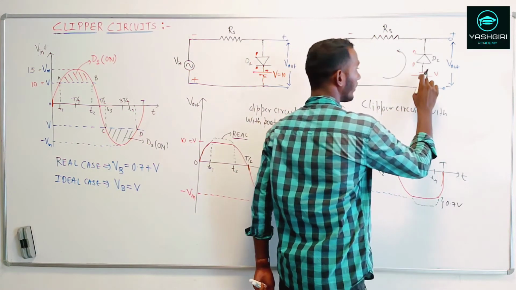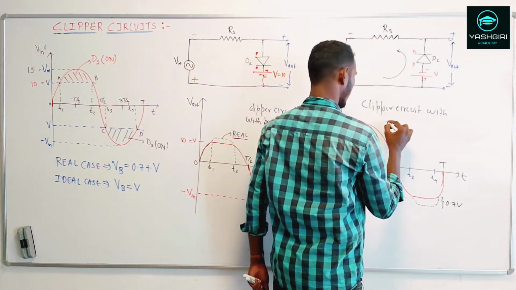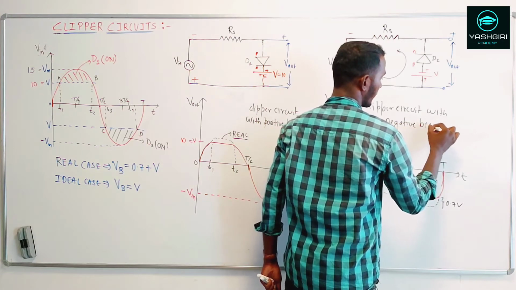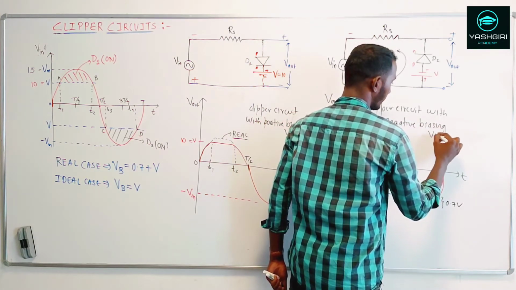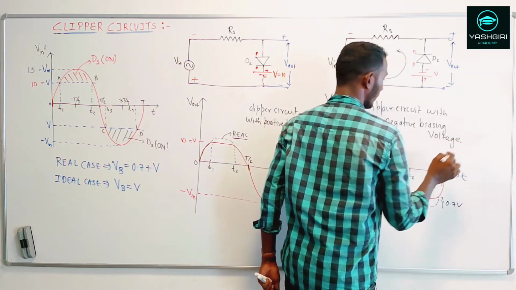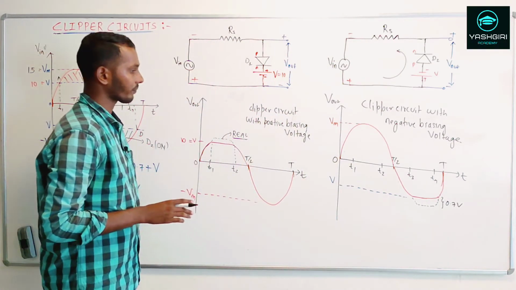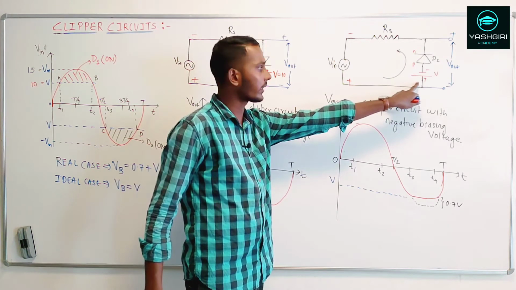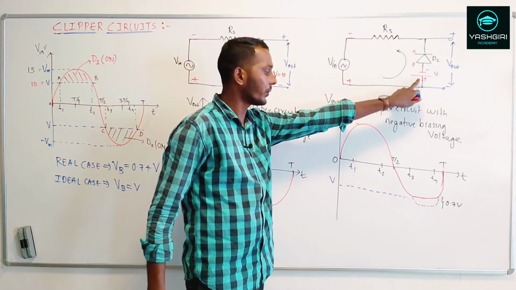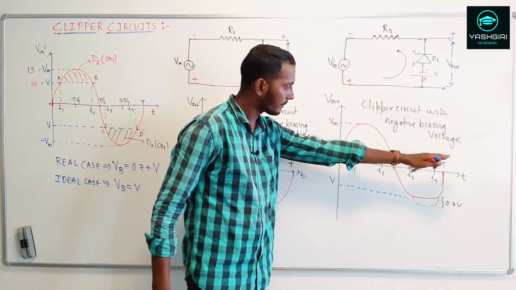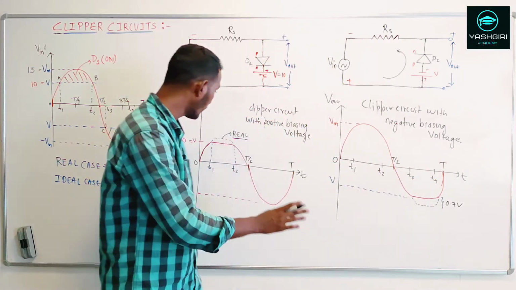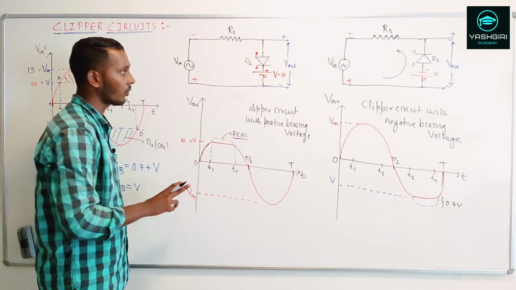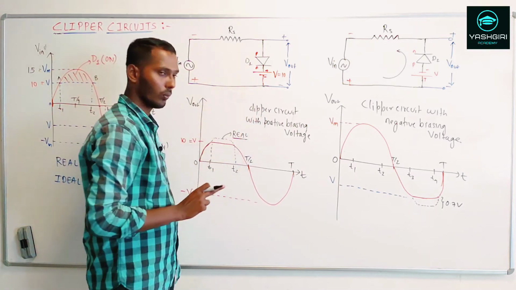These are my clipper circuits. This time I have a negative biasing voltage. So based on the potential difference that you select, you can clip any part from both the positive and the negative cycles of this AC signal. That will depend upon the voltage V.